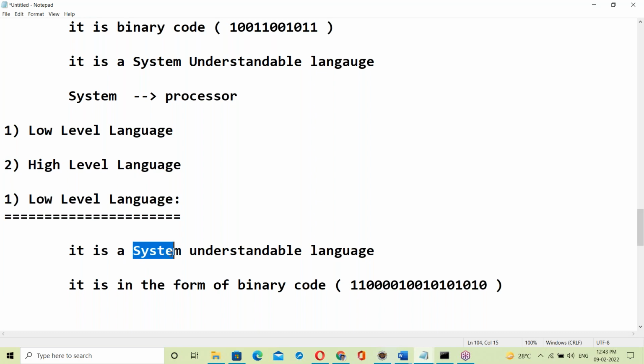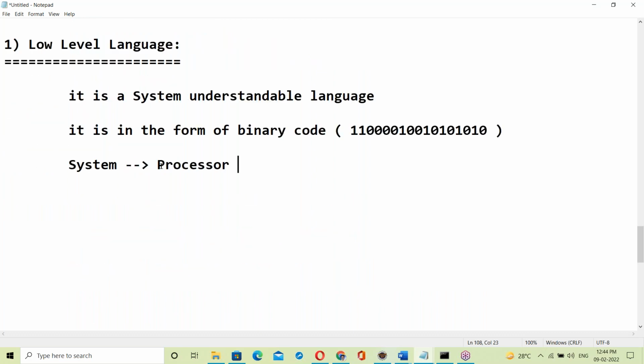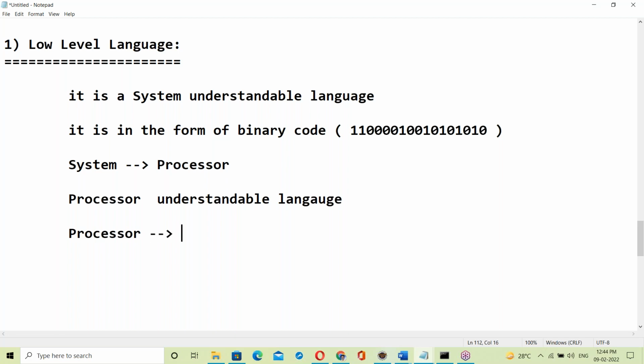System means processor. It's a processor understandable language. Processors like 8085 and 8086. Now we are using 8086; 8085 was before the 90s. Now the 8086 processor is what we are currently using.